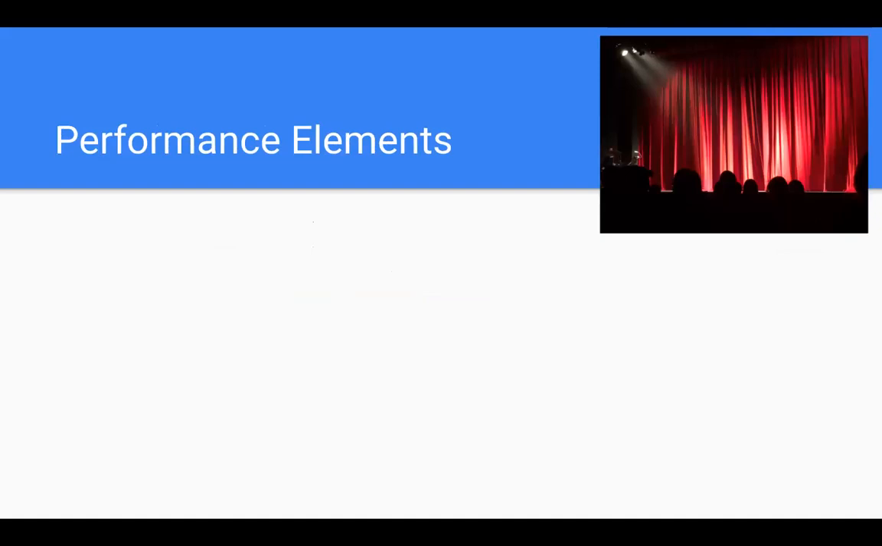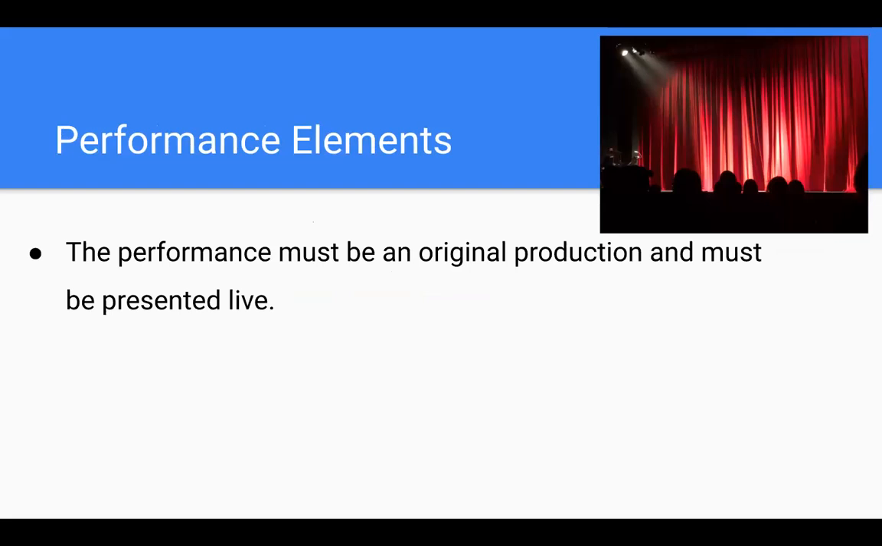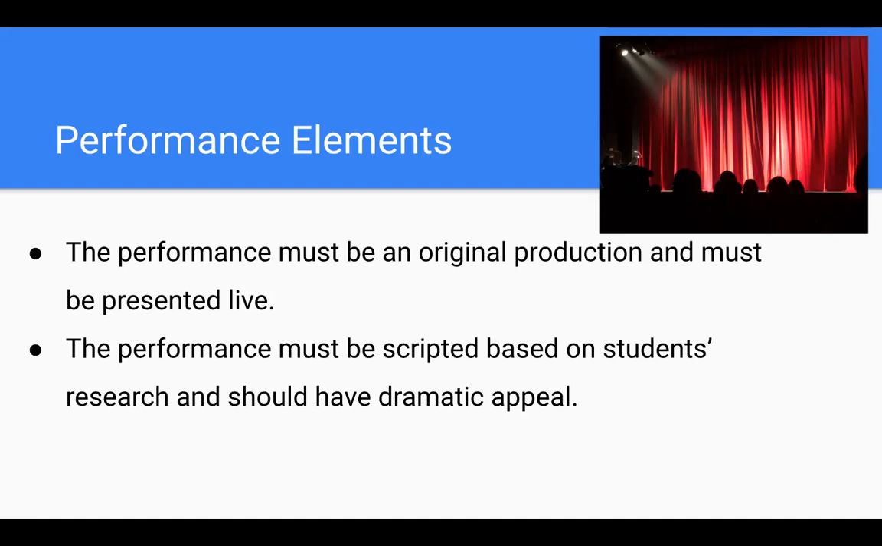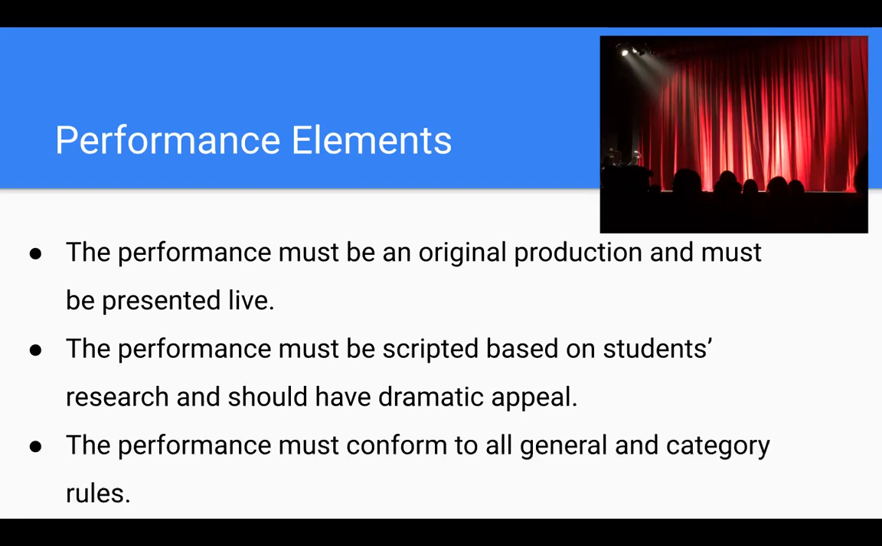Now, there are different elements that make up a performance. The performance must be an original production by the students, and it must be presented live. The performance must be scripted based on the student's research, and it should also have dramatic appeal. And the performance must conform to all general as well as category specific rules.